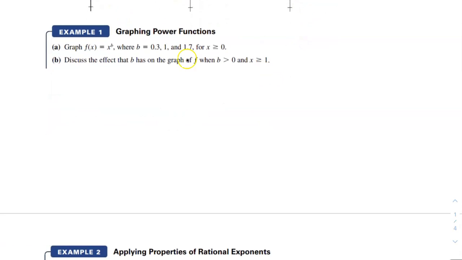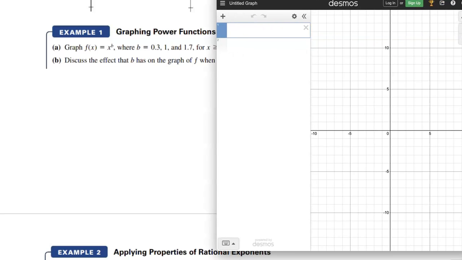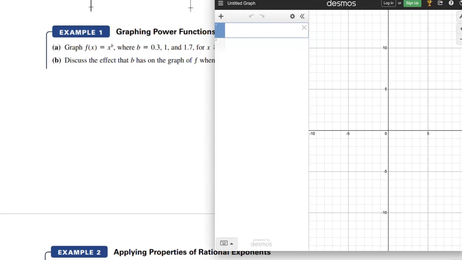So let's graph these. Let's see what happens when we change the power of b. They want us to graph f of x equals x to the b, where b is 0.3, 1, and 1.7. Now to show it to you the easiest way, I'm just going to use Desmos, so you can really see what's going on. So we're going to do y equals x to the 0.3 power. It's like this.